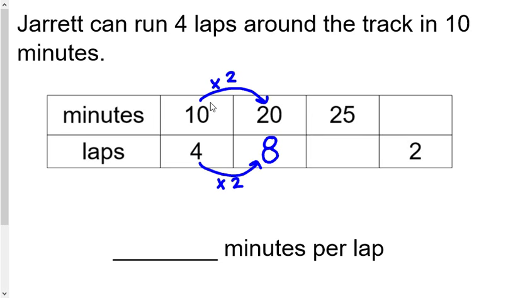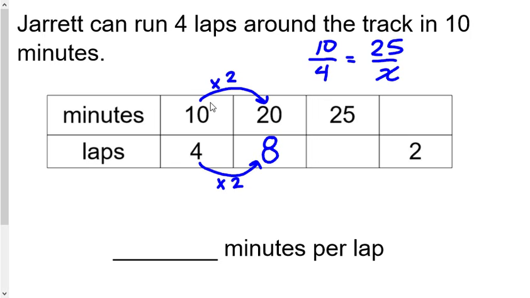So now when I look at the 25, I don't really see an easy relationship to go from 10 to 25, so I'm going to skip that one for now. Although notice I could set it up by doing a ratio of 10 to 4 is equal to 25 to what? And I could solve it that way. I'm going to come back to that, but for now, let's move on to something different.